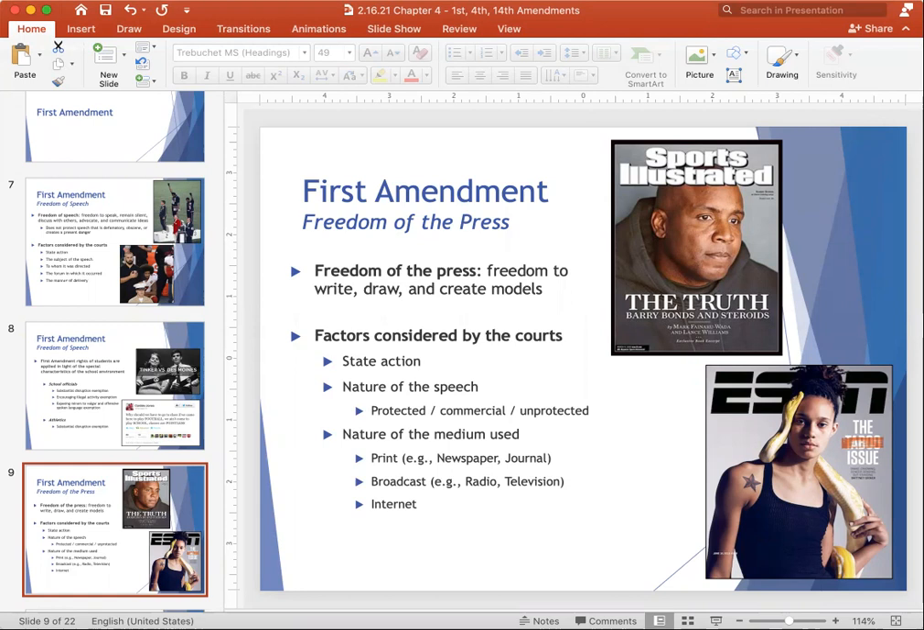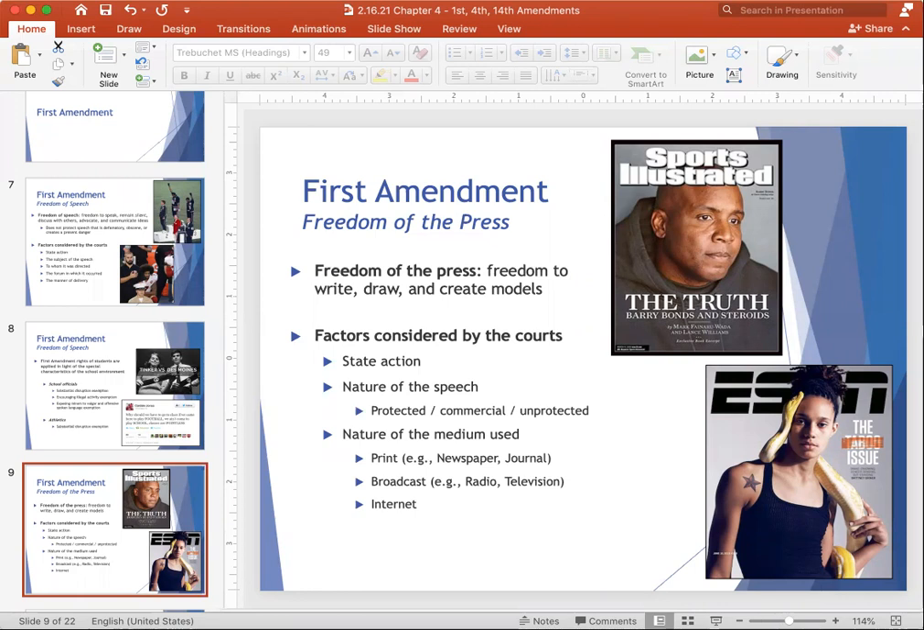When a violation of the freedom of the press is filed in a lawsuit, the courts will once again consider, first, is there state action, because there must be state action for constitutional review. Next, they will consider the nature of the speech. Is it protected or unprotected? Because unprotected speech, guess what? You have no protections under the First Amendment.